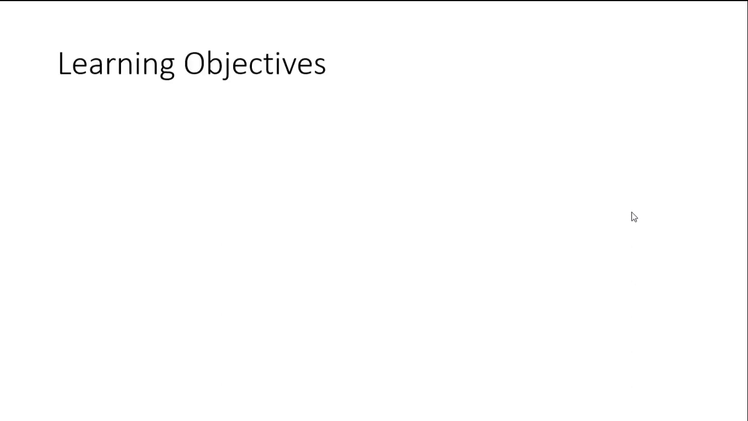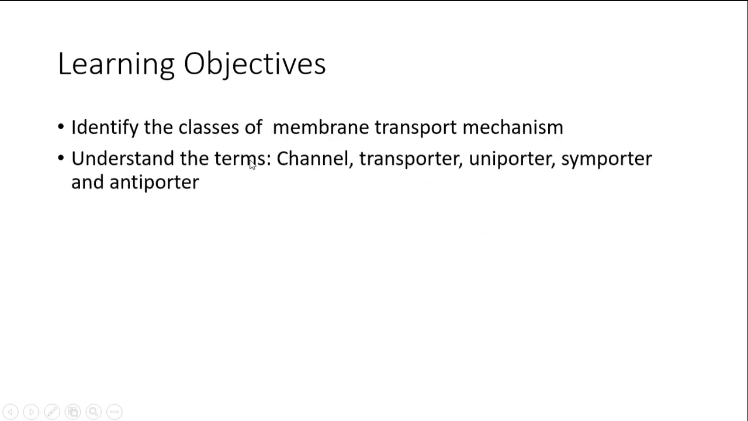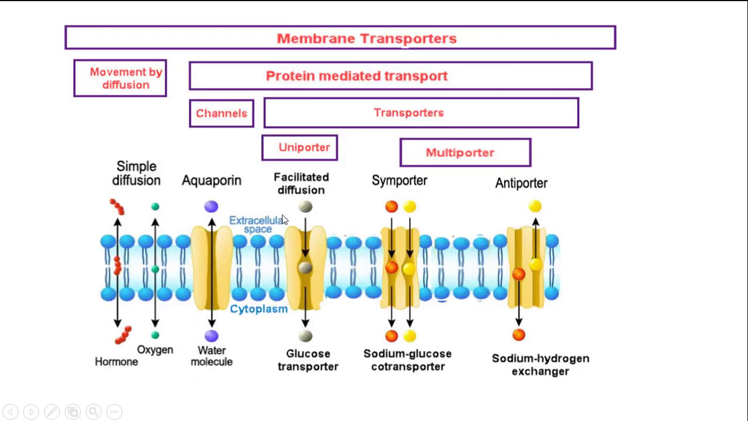The learning objectives. At the end of this lesson, you will be able to identify the classes of membrane transport mechanisms and understand terms such as channels, transporters, uniporters, symporters, and antiporters. Now, basically, there are two mechanisms by which solute can be transported across the cell membrane. The first mechanism is movement by diffusion, and the second is protein-mediated transport.